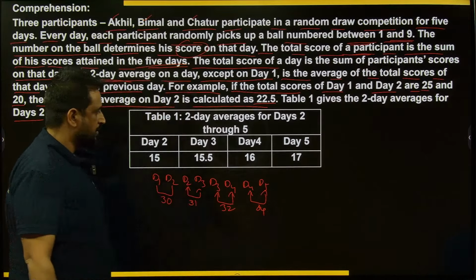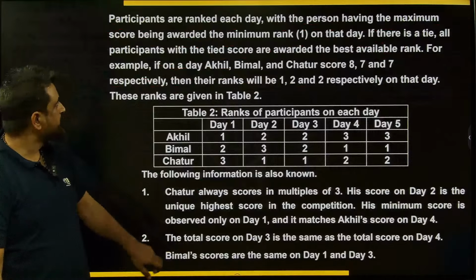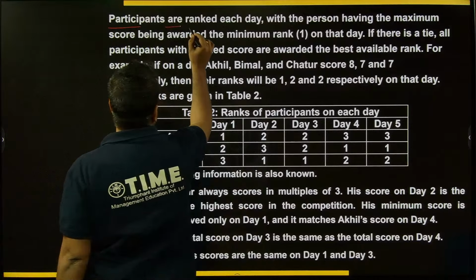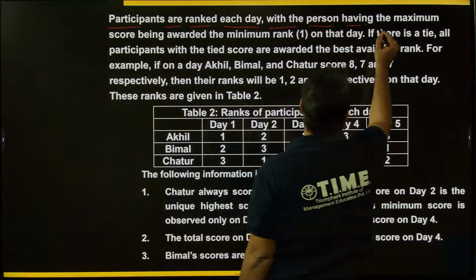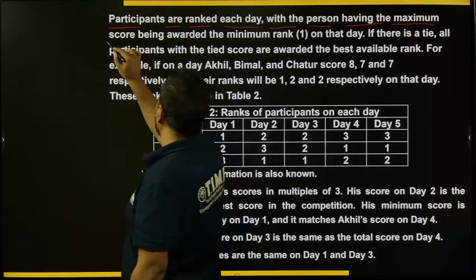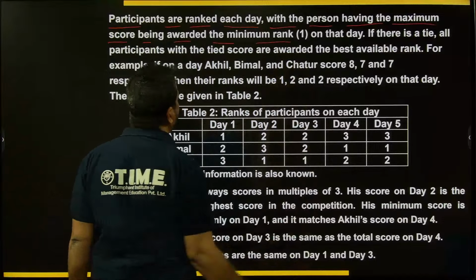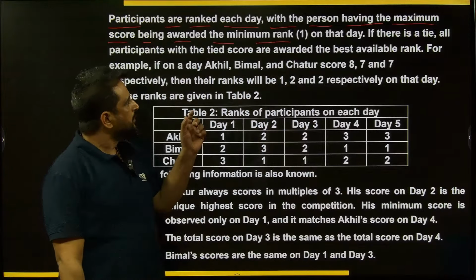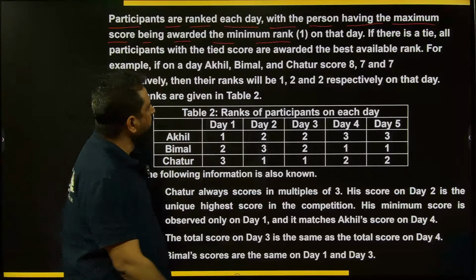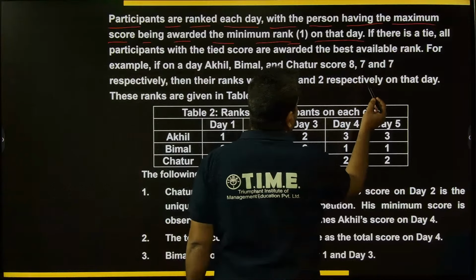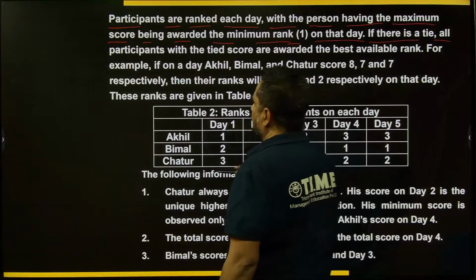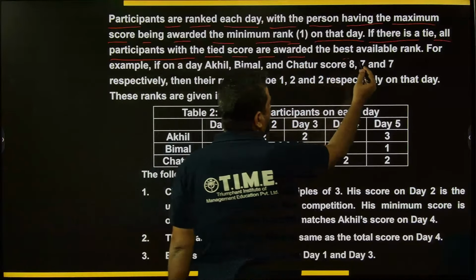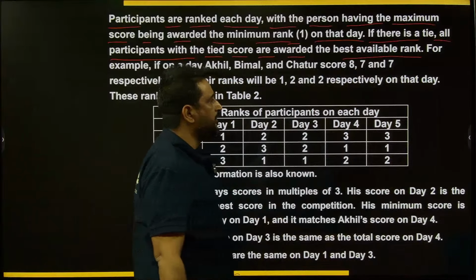Okay. Let's see what is given further. Next, what is given? Participants are ranked each day, with the person having the maximum score being awarded the minimum rank. Whoever gets the maximum number will be given the minimum rank, that is 1 on that day. If there is a tie, all the participants with the tied score are awarded the best available rank. Okay, there is a possibility of a tie as well.